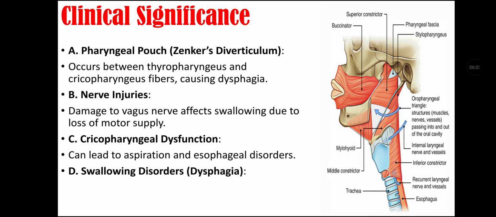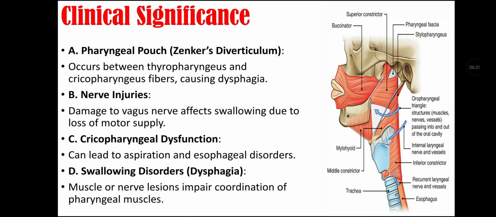Next clinical significance is swallowing disorder or dysphagia. That is when muscle or nerve lesions impair coordination of pharyngeal muscles. It can cause swallowing disorders or dysphagia.